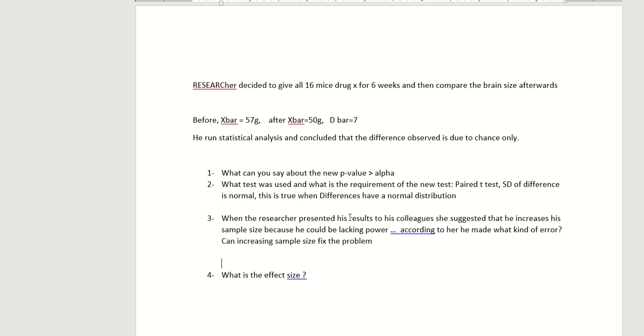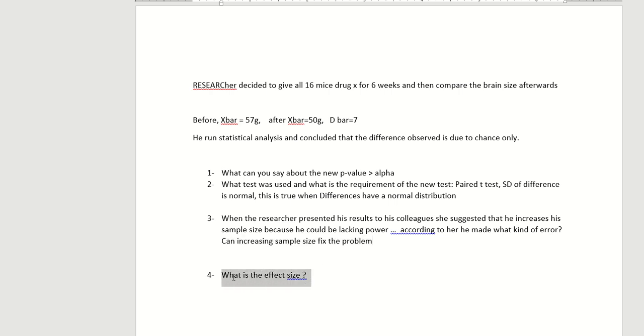So when the researcher presented his result to his colleague, she suggested that he increases his sample size because he could be lacking power. Okay? According to her, what kind of error did he make? Well, according to her, he made a type 2 error, a type 2 error of failing to detect the difference. And can increasing sample size fix the problem? Yes. When you made a type 2 error, increasing sample size will increase your power and therefore fix the problem.